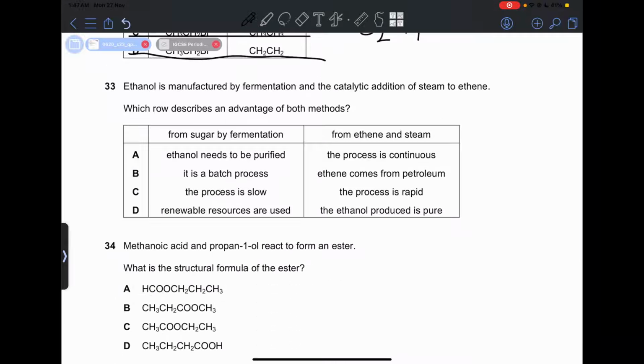33. Ethanol is manufactured by fermentation and catalytic addition of steam to ethene. Which row describes an advantage of both methods? So all the methods that are stated in A, B, and C for the fermentation are actually disadvantages, not advantages. The only advantage is in D, which is renewable resources are used, so that is going to be our answer.